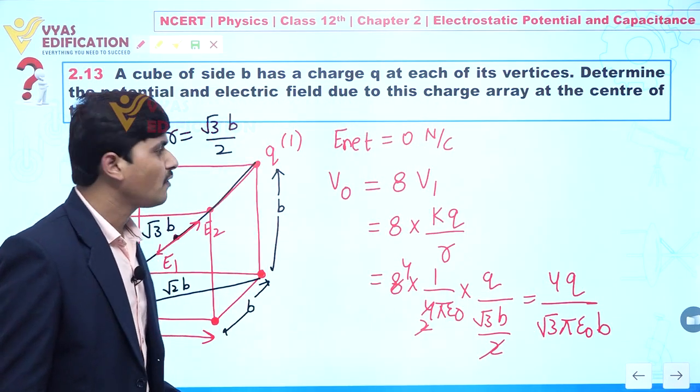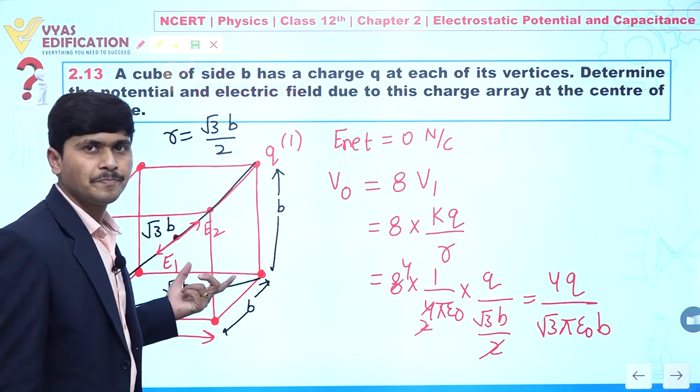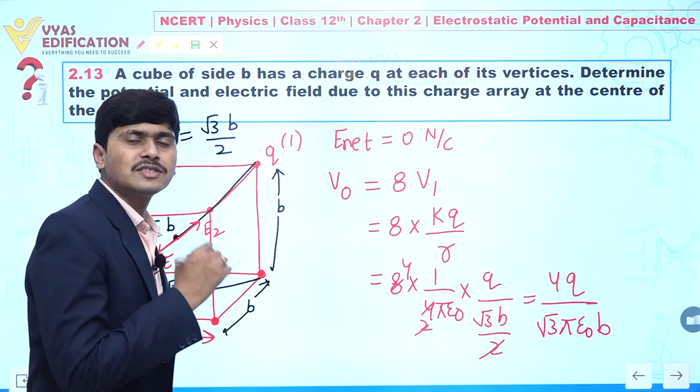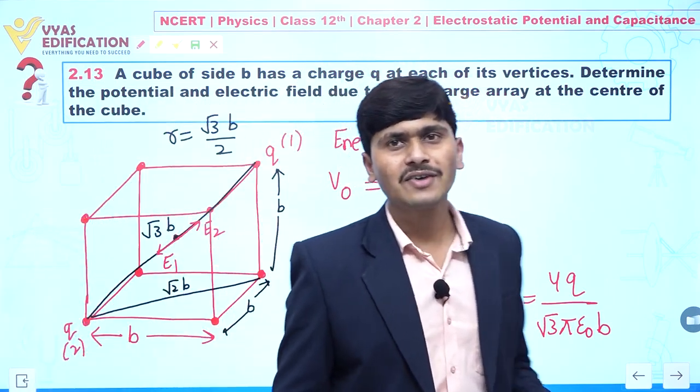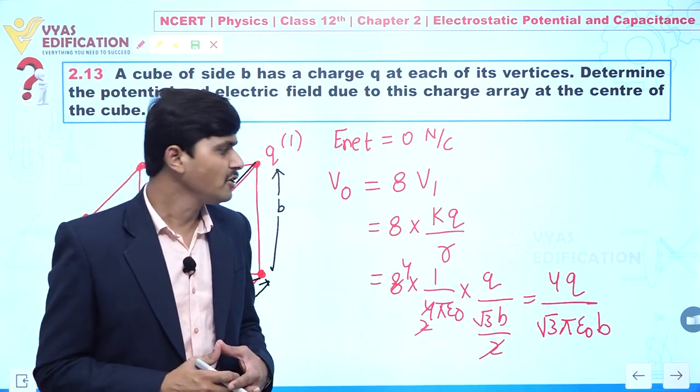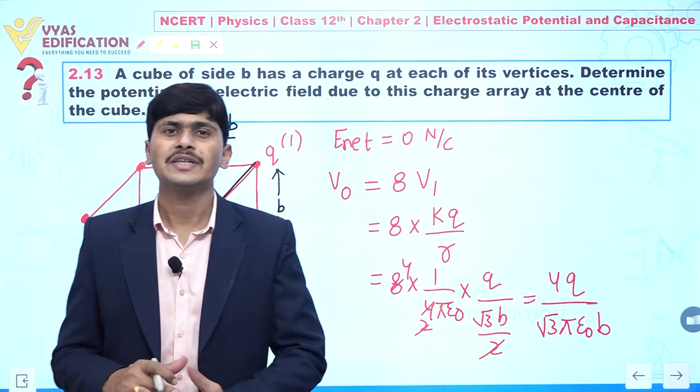So this is the value of electric potential at the center, clear to everyone, because the q value is the same, the r value is the same, and electric potential is a scalar quantity, it is always added, so we do not need to take care of direction, clear. So this is all about the solution of this question, clear.